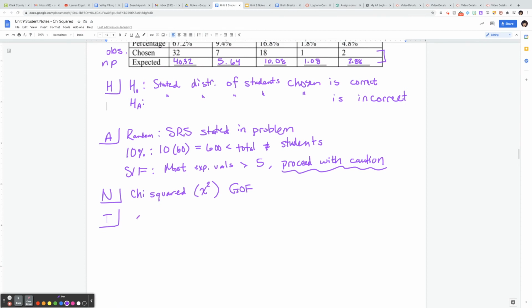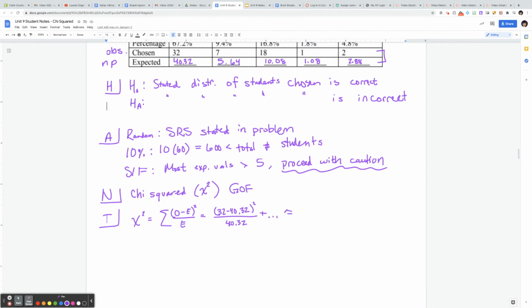Remember, the chi-squared test statistic is the sum of the observed values minus the expected values, squared, divided by the expected values. So here's my one example. I'm just going to use the very first demographic. My observed value was 32 minus my expected value, 40.32, squared, divided by my expected value, 40.32. And then you say plus dot, dot, dot, and then say equals.